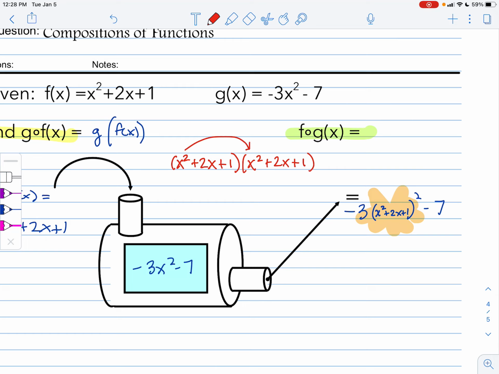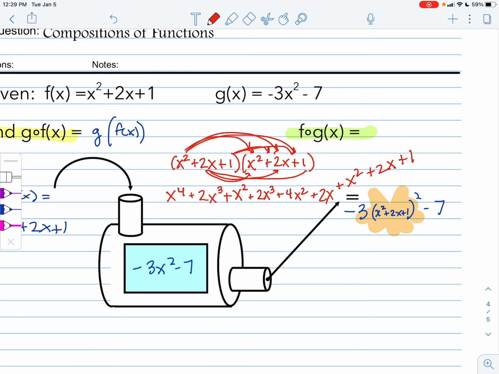So x times x squared is x to the 4th. X squared times 2x is 2x cubed, x squared. Okay, I'll go again. 2x cubed, 4x squared, and 2x. And I'm not done, and of course I ran out of room. Like always, I'm going to do the last bit here. So I get plus x squared plus 2x plus 1.